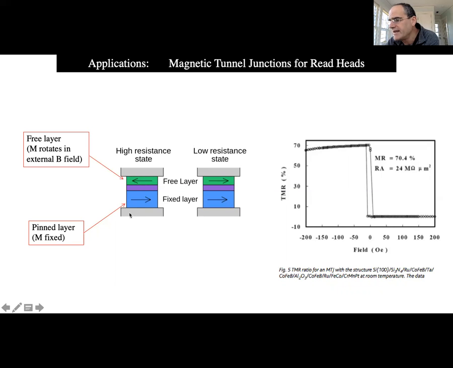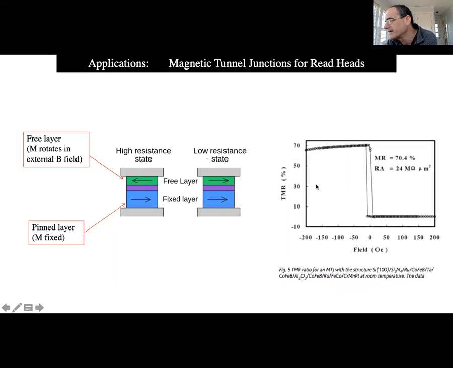So as we scan this device over the disk, the magnetization in the free layer will follow the underlying magnetization in the recording material. It'll switch from this case, the high resistance state, to this case, the low resistance state. Something like this is called a spin valve, okay? And a magnetic tunnel junction is one type of spin valve.